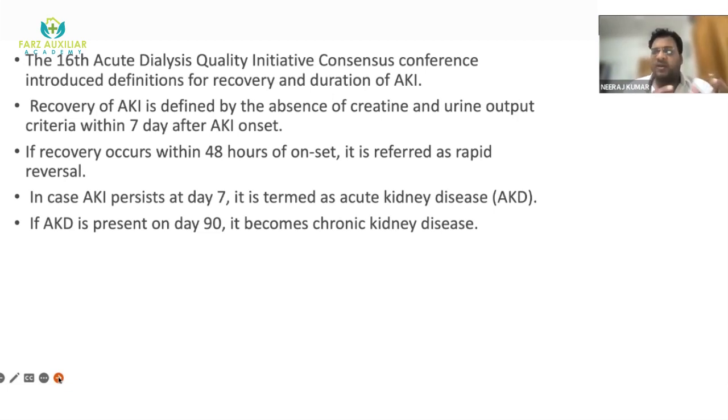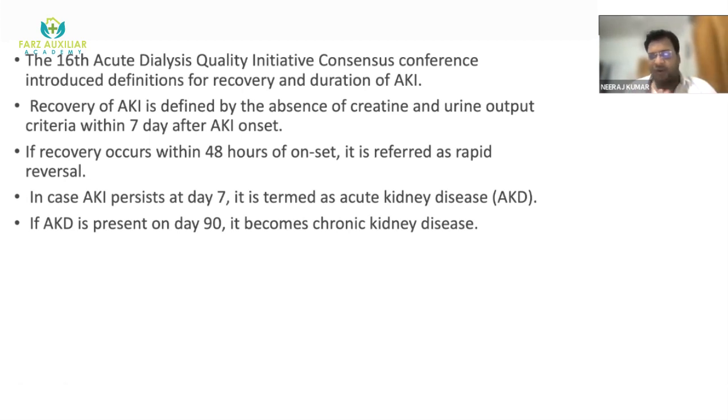Basically, these are a few terms that you need to know: what you mean by rapid reversal, what you mean by recovery of AKI, and what you mean by AKD, acute kidney disease. So when will you say that your patient is having not an AKI but acute kidney disease? If your AKI persists at day 7, it is known as acute kidney disease. At many places, AKD has been used, so you have to understand that in a patient with acute kidney disease, the AKI must have persisted till day 7. And if AKD persists till day 90, it becomes chronic kidney disease. So there is a very simple difference based on the duration.